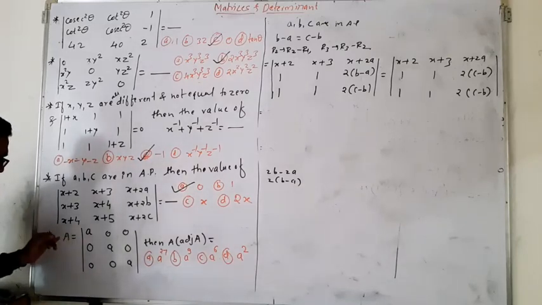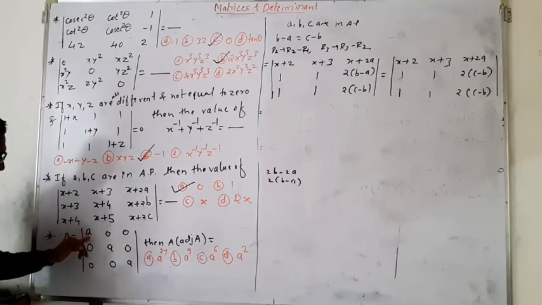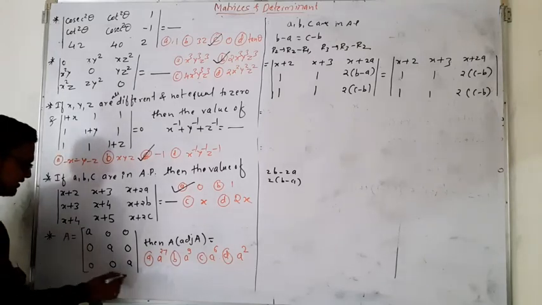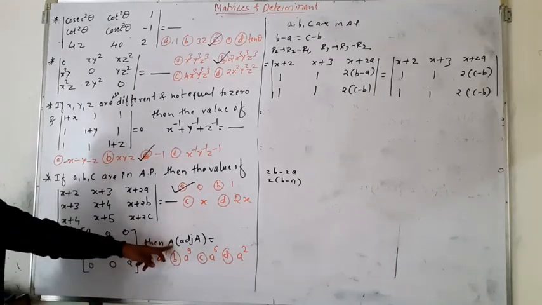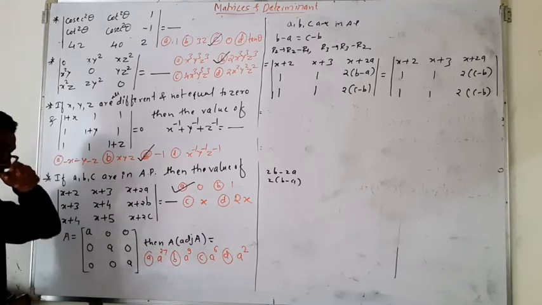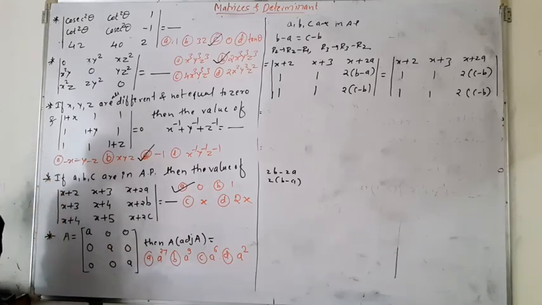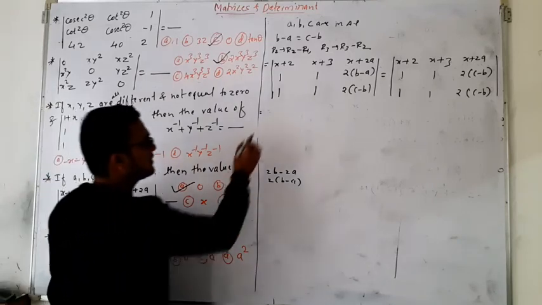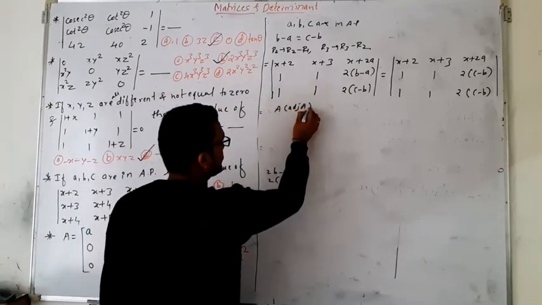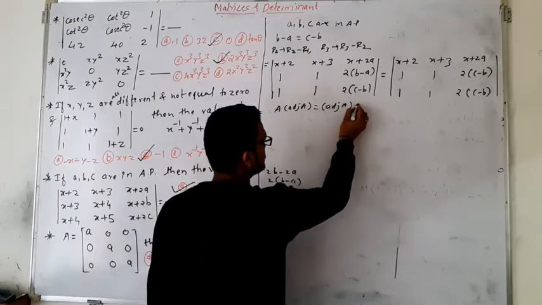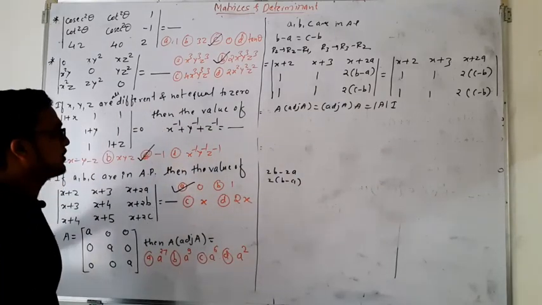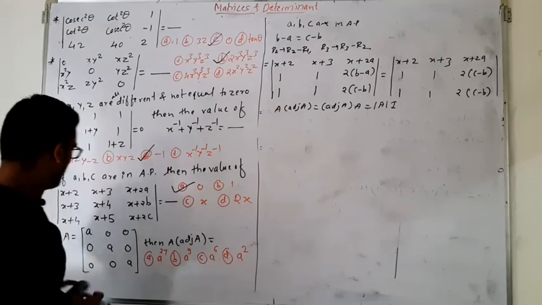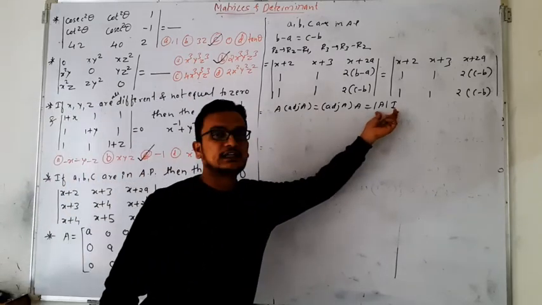Matrix A is equal to A 0 0, 0 A 0, 0 0 A. Then A into adjoint of A is equal to what? Again we have this theorem: A into adjoint of A is equal to adjoint of A into A, which is equal to determinant A into I. So I will go with this part, determinant A into I.